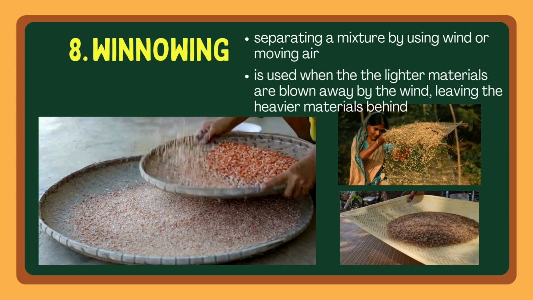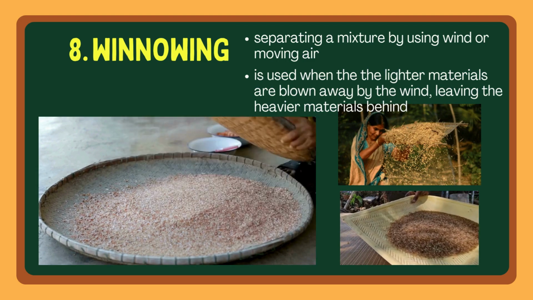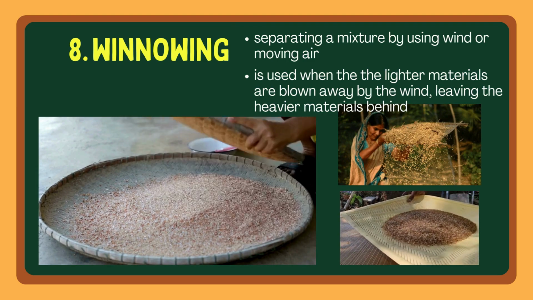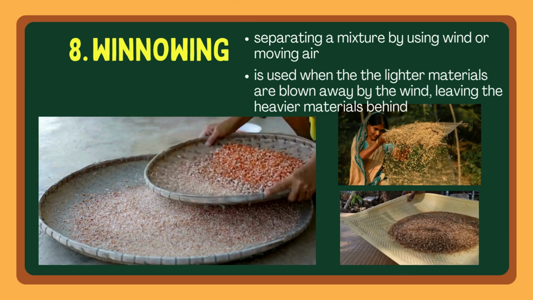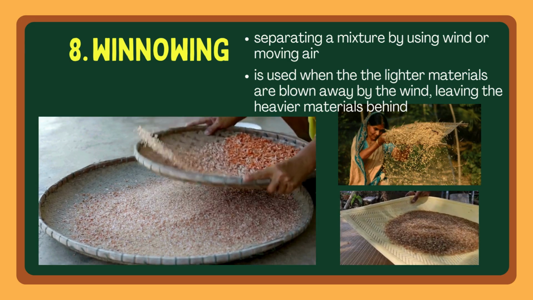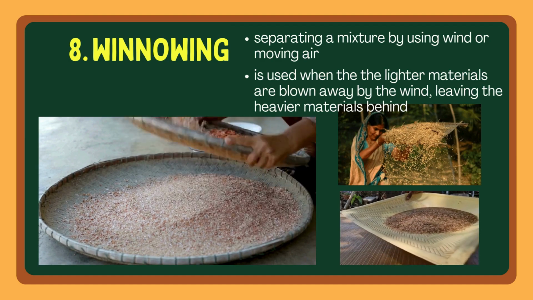In winnowing, we gently pour the mixture from one container to another while the wind blows. The lighter husks are carried away by the wind, while the heavier rice grains fall straight down into the container. This is how farmers separate wheat from chaff, or husks from grains.